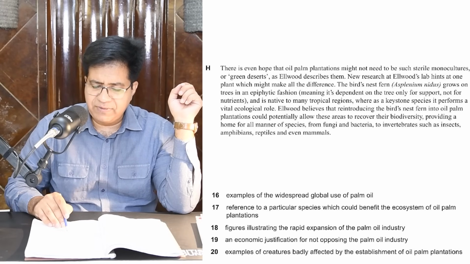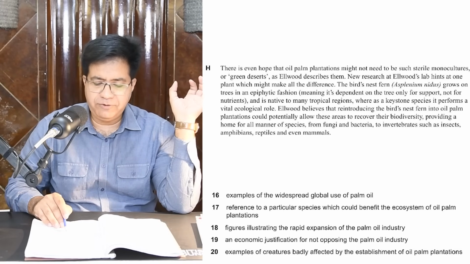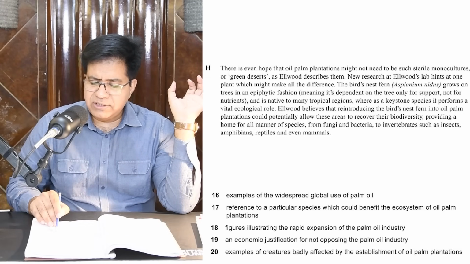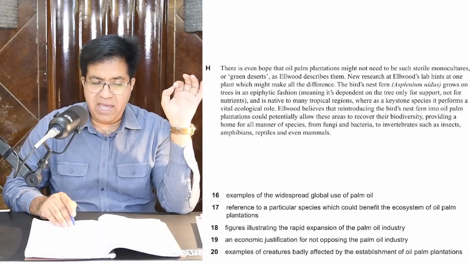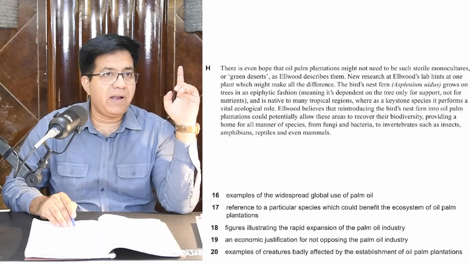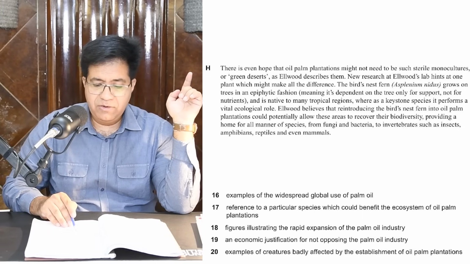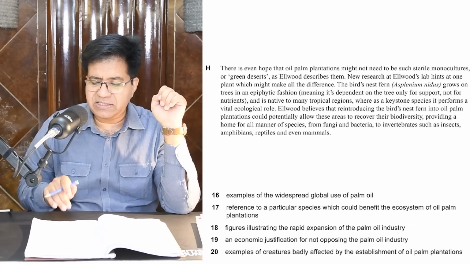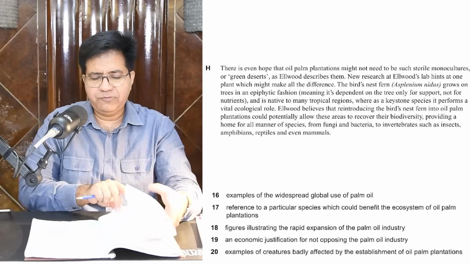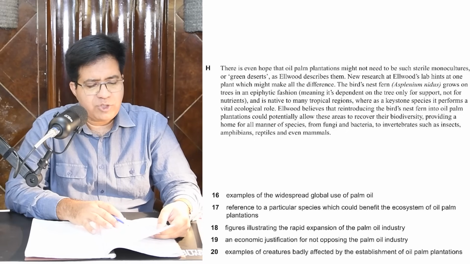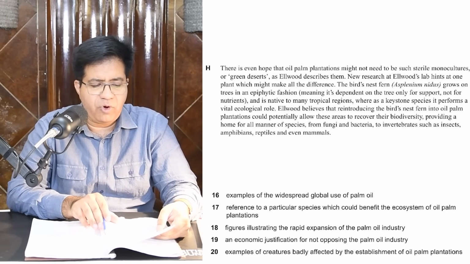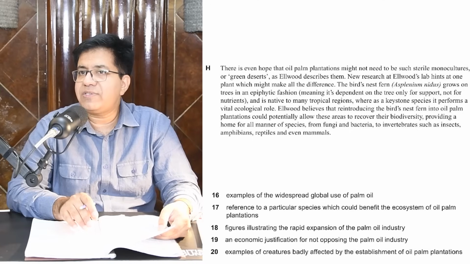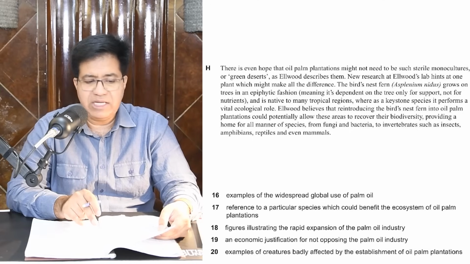Please come to paragraph H. Second line after the full stop. New research at Elwood's lab hints at one plant which might make all the difference. Now one plant means one species which makes all the difference, and that is the bird's nest fern. So reference to a particular species which could benefit the ecosystem of oil palm plantation: question number 17, answer is H.